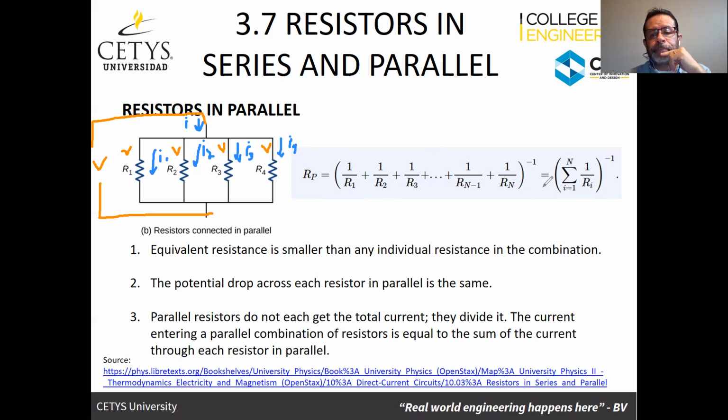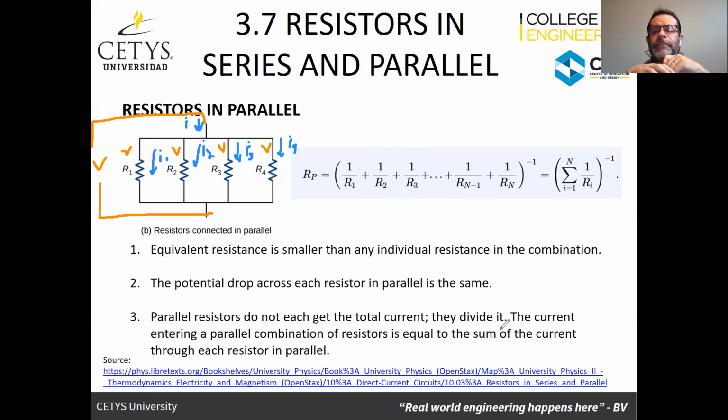So the reciprocal of the equivalent resistance is going to be the sum of the reciprocals of each of the resistances. So 1 divided by the total resistance is going to be equal to 1 divided by R1 plus 1 divided by R2 plus 1 divided by R3, as many parallel resistances as we have.